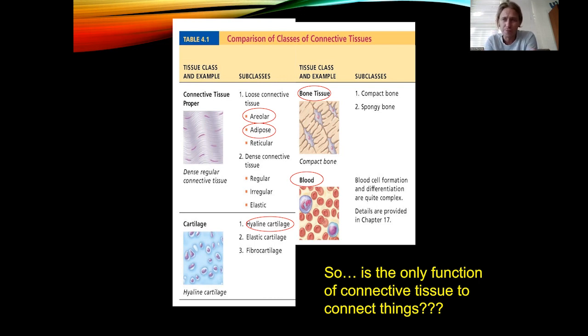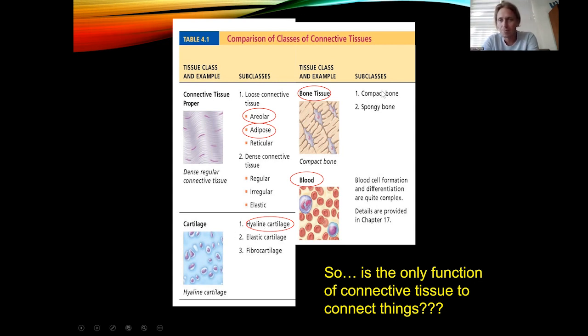It kind of gets rid of most of its extracellular matrix in order to be able to store more fat. I'll explain more of that when we look at the image of it. Both of these are going to fall under the class connective tissue proper. Then we have cartilages. The only cartilage we're going to look at in lab is hyaline cartilage, which actually is really good at compression and recoil too. Then we have bone tissue.